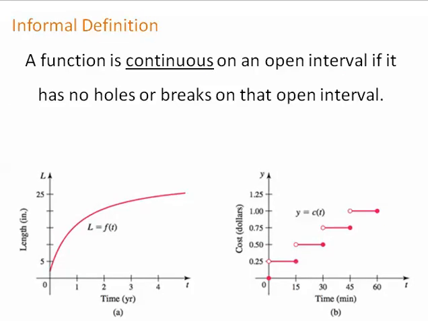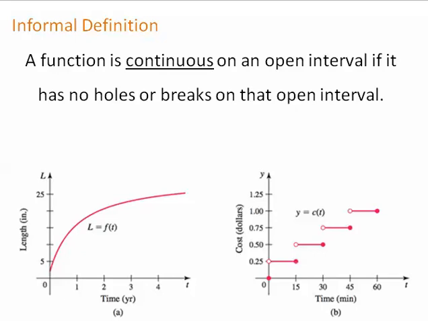A function is continuous on an open interval if it has no breaks or holes on that open interval. For the graph on the left, it is continuous for all values of t greater than 0. On the right, there are places where the function is continuous, but there are also a lot of discontinuities.